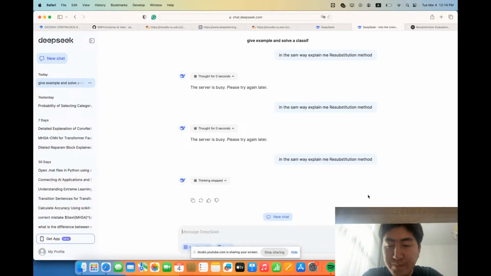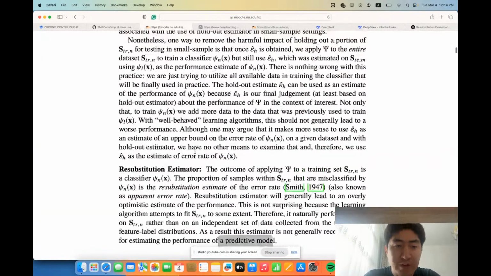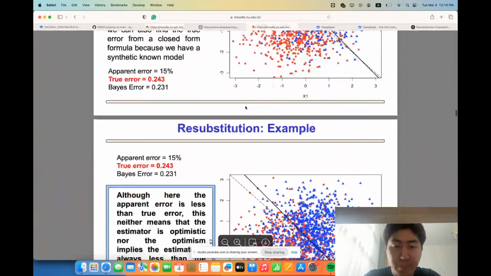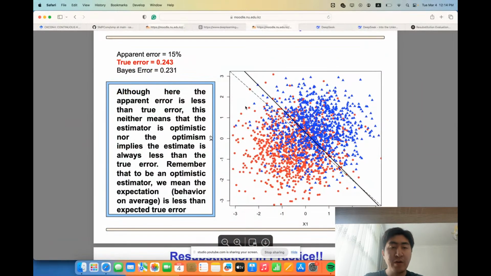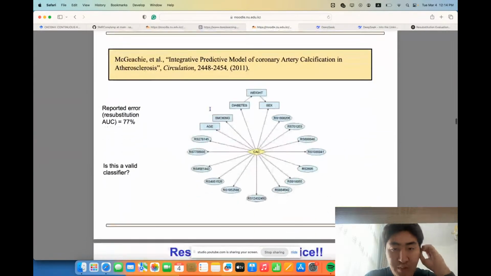Okay, so we know this one, and we know how it works, right? So with substitution, the apparent error is less than the true error. This neither means that the estimator is optimistic, nor does the optimism imply optimistic bias. Remember that to be an optimistic estimator, we mean the expected behavior on average is less than the expected true error. That's substitution in practice.